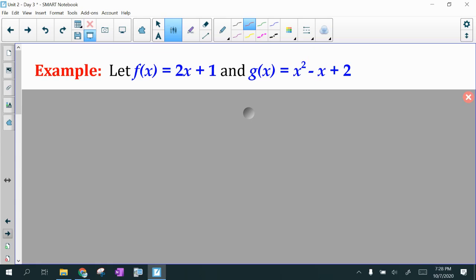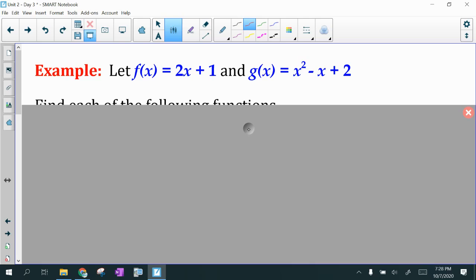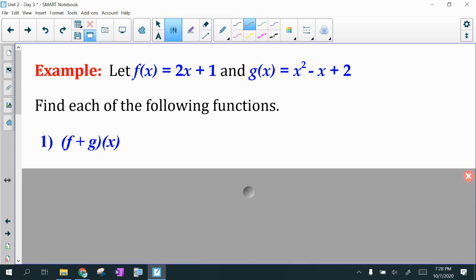Okay, let's move on to an actual example where I'm going to show you some work. These are my two functions. Okay, so I would copy them down. And now I'm going to say, well, what do you really want me to do? It says that I've got f of x, f plus g of x. What is that going to get me?